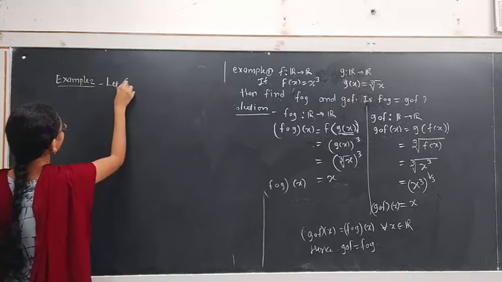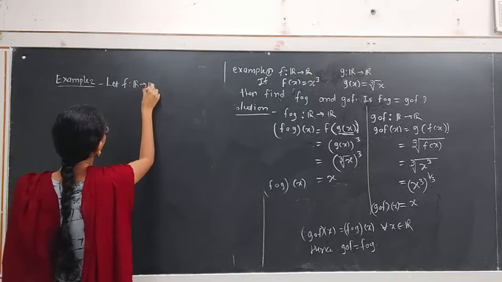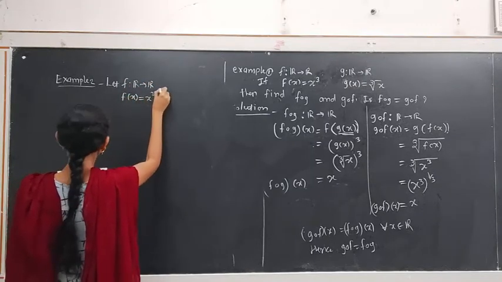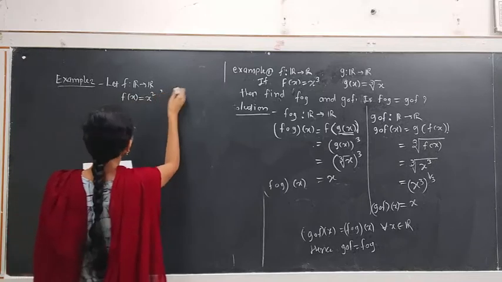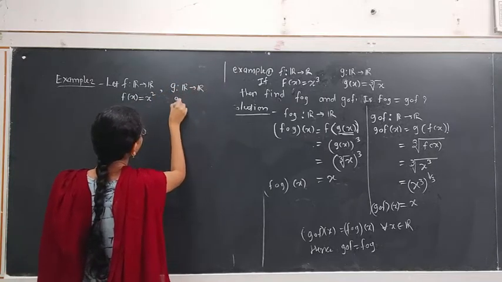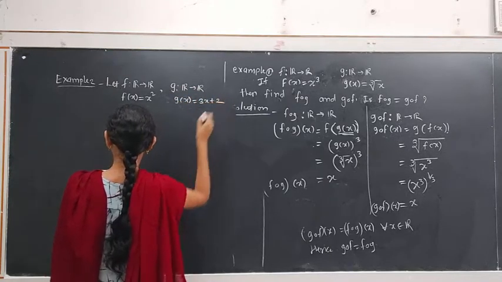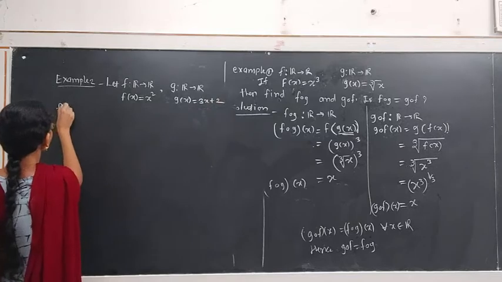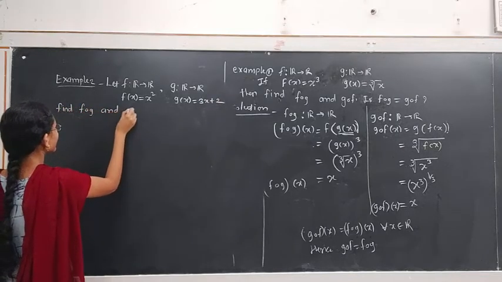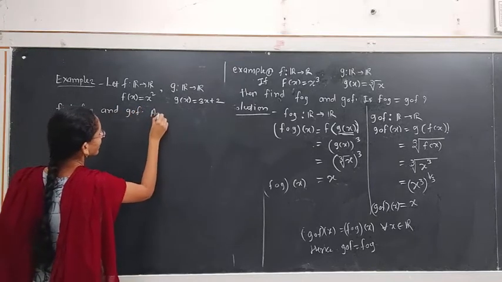Let f be a function from R to R defined by f of x is equal to x square. g is a function from R to R defined by g of x is equal to 3x plus 2. Find f composite g and g composite f. Are they equal?